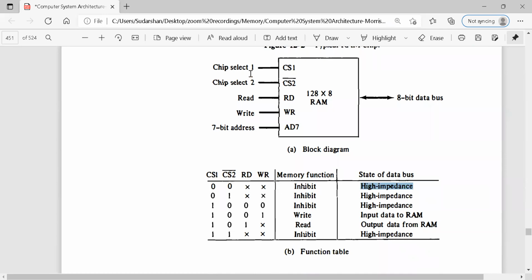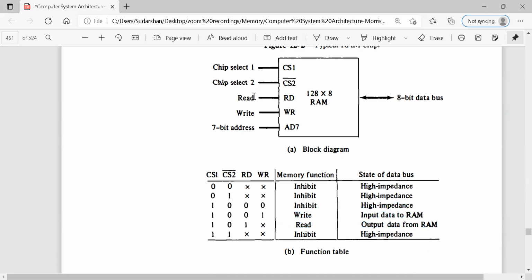When chip select 1 is 1 and chip select 2 line is going to be 0, when read is 0 and write is also 0, that means I'm not performing either a reading operation or a writing operation. Both are going to be 0. In that case, it is also reflecting the high impedance state.